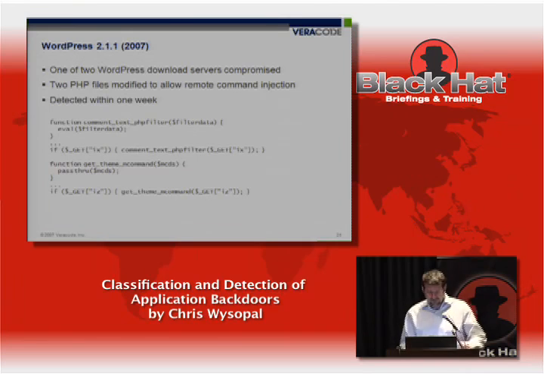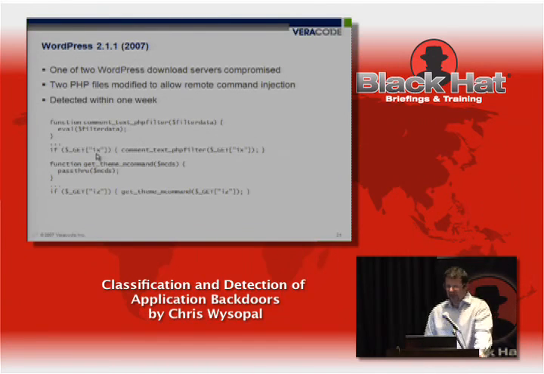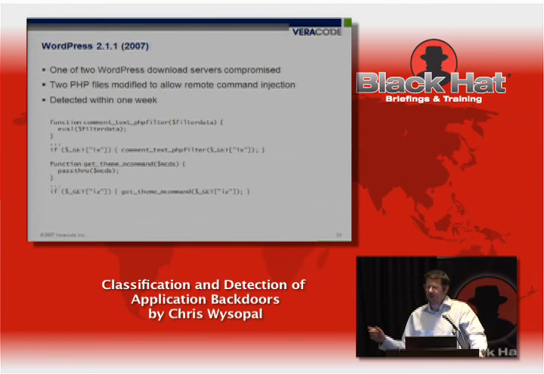But if you look at the code here, the way that they implemented the backdoor was they put in these two invisible parameters, IX and IZ. So if you know IX and IZ are invisible parameters that in effect are new commands on the system, you can embed those in a URL.